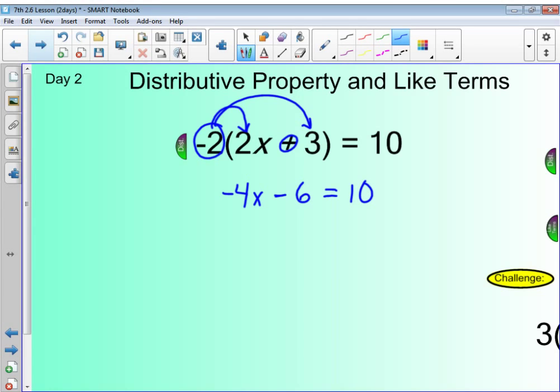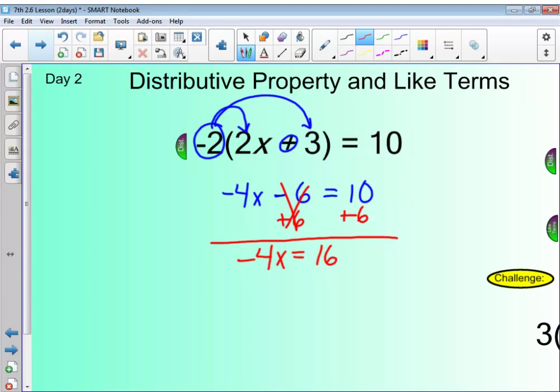Okay, so now we'll go ahead and work our opposites. So we're going to do order of operations backwards. So it was minus 6, so we'll say plus 6. Plus 6. We have negative 4x equals 10 plus 6 is 16. So now we'll divide by negative 4 because we want it to just be x, so we have to take that negative with it. Divide by negative 4. x equals 16 divided by 4 is 4. There's one negative, so it's actually negative 4.